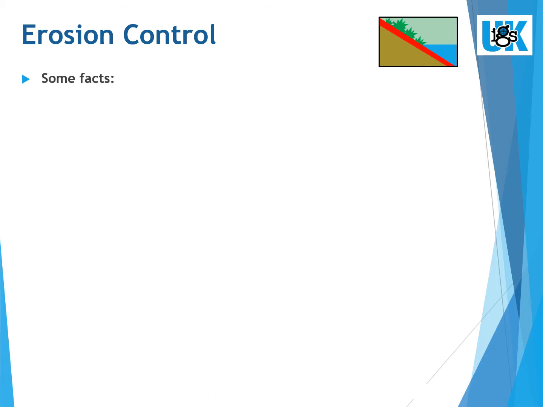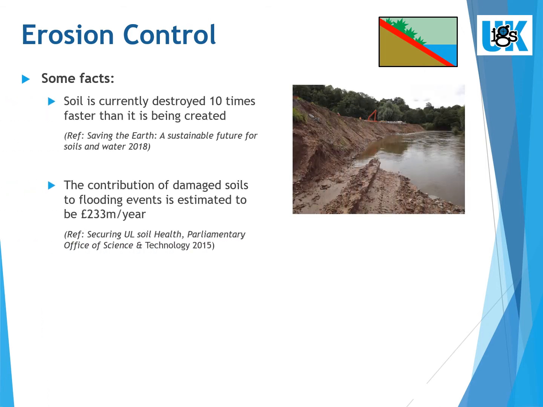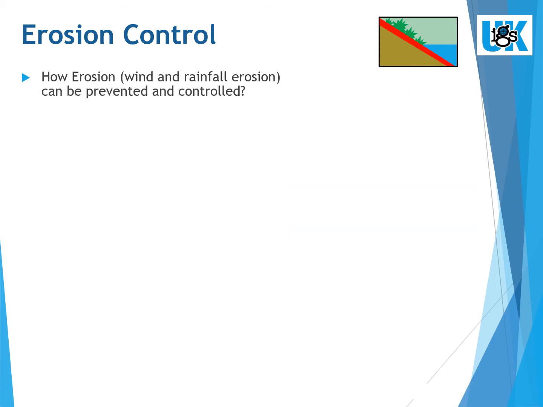Some facts to add to the impact of erosion are: soil is currently destroyed 10 times faster than it's being created. The contribution of damaged soils to flooding events is estimated to be 233 million per year. An estimated 2.9 million tons of soil is lost every year in the UK through wind and water erosion. This is equivalent to the weight of 240,000 double-decker buses.